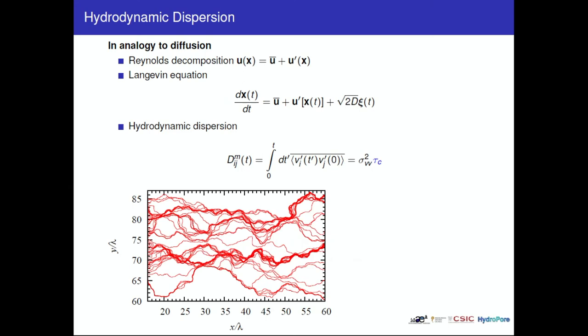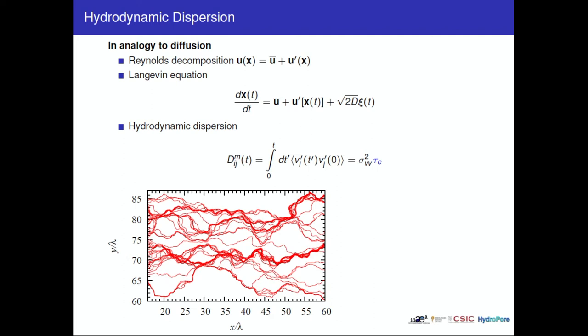So now, hydrodynamic dispersion. The concept of hydrodynamic dispersion is totally in analogy to diffusion. So what one does is, one says, okay, I have my velocity field, which is spatially variable, but now I am separating it into some mean, which can be a spatial mean or a stochastic mean, and fluctuations about the mean, so that I can write this Langevin equation, similarly to what is done for Brownian particles. And now one defines a hydrodynamic dispersion coefficient, which is essentially quantifying the velocity fluctuations.